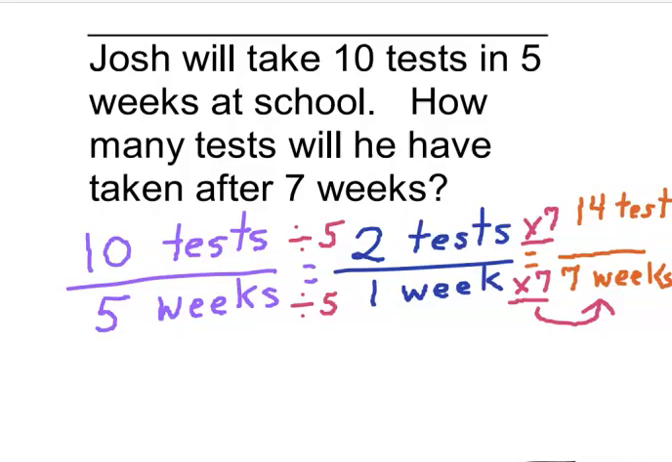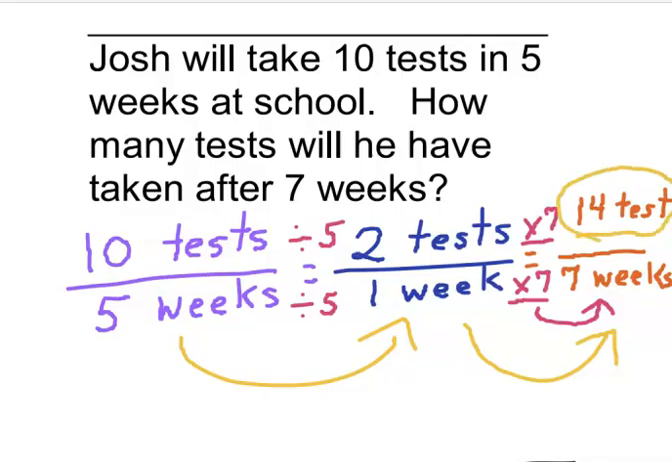Okay, so Josh will take 10 tests in 5 weeks at school. How many tests will he have taken after 7 weeks? Well, what we're going to do is scale down to a unit rate and then scale up to the 7 weeks. And the answer is 14 tests.